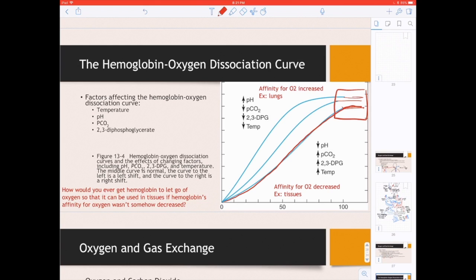And that makes sense, right? Because we want hemoglobin to let go of oxygen in order to give oxygen to those tissues. That's its job, to transport oxygen to tissues. So this is where we want hemoglobin to actually dissociate from the oxygen. What we see in the middle here, this is kind of our standard. This is middle ground. Now, if we describe this particular curve in comparison to this curve, what we would call this is a right shift.